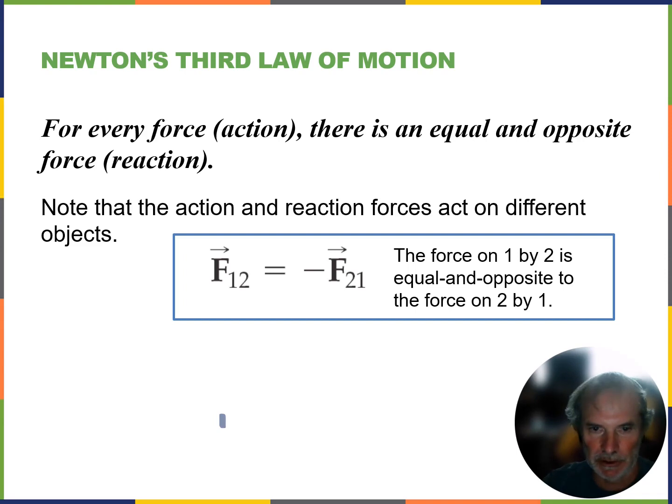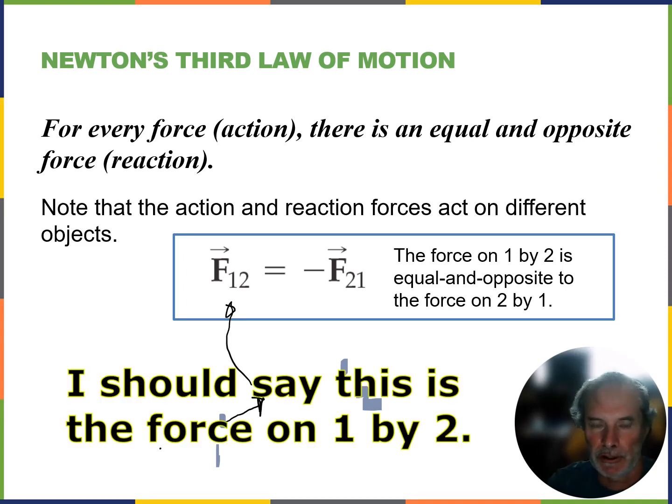Let's say this is object 1, and this is object 2. We've got to have two objects involved, object 1 and object 2. Now, we're going to consider Newton's third law. Let's suppose object 2 exerts a force on object 1. So the force on object 1 by 2 is equal and opposite to the force on 2 by 1. So let's say 2 attracts 1. So what will this be? This will be force 1 on 2.